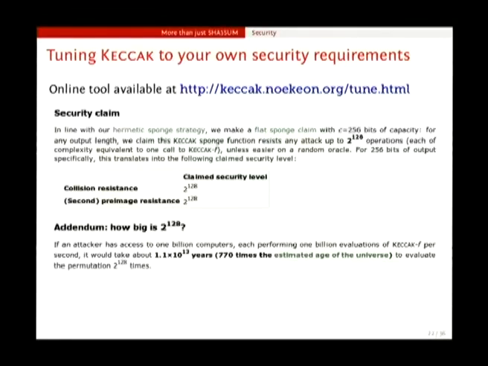So 2 to the power 128, what does that represent? We put something on the slide to give you an idea. If you have 1 billion computers, and these computers can each perform 1 billion evaluations of Keccak F, so that's the permutation in Keccak, it would take you 10 to the power 13 years to evaluate this permutation 2 to the power 128 times. So that's about 700 times the age of the universe.